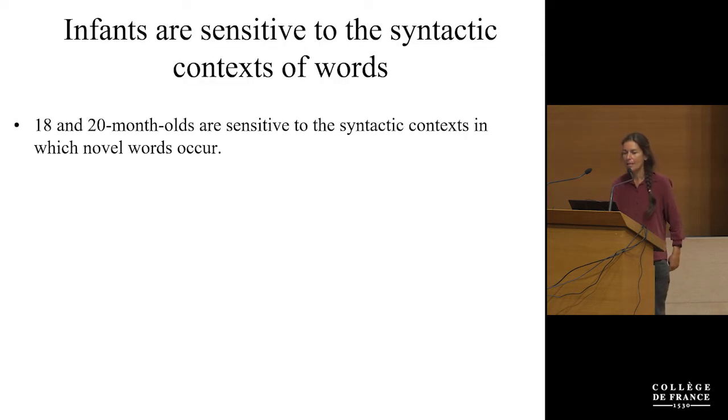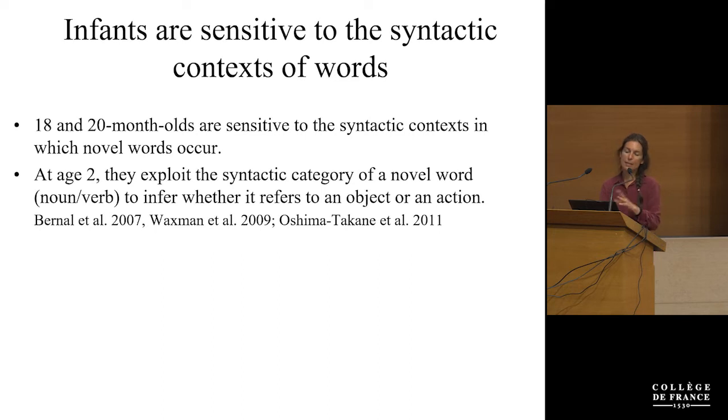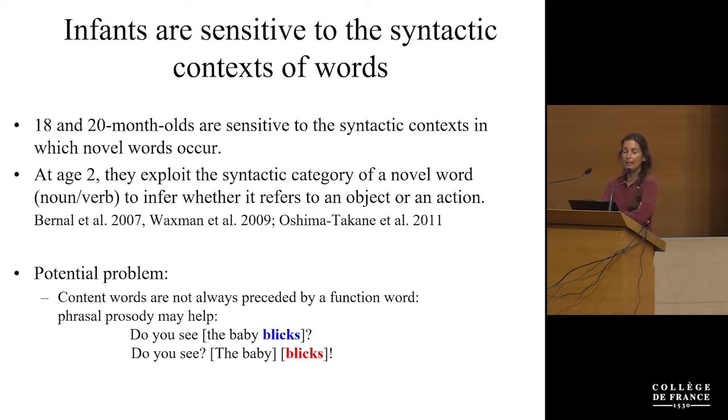Okay, so these experiments, and a bunch of them, show us that infants are indeed sensitive to the syntactic contexts of words. Okay, so they can exploit the syntactic category of a novel word to infer whether it refers to an object or an action. That's other studies that I haven't presented. And the problem that people often raise in that case is that it's not always the case that every novel word is preceded by a nicely disambiguating functional word just before it or just after it. And so you have cases like I've put here, where you could have an ambiguous whole sentence.